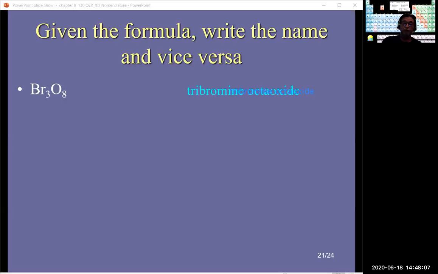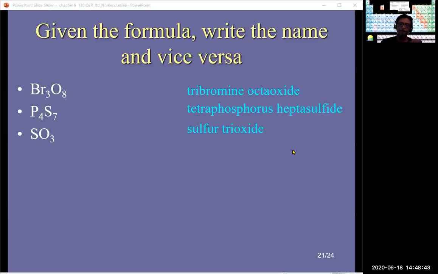Let me get rid of that. Okay, next one. Phosphorus and sulfide. Parent name, phosphorus sulfide. There are 4 phosphorus and 7 sulfides, hence tetraphosphorus heptasulfide. Next example, we got 1 sulfur, 3 oxides, sulfur trioxide. Nasty smelling gas. Okay.